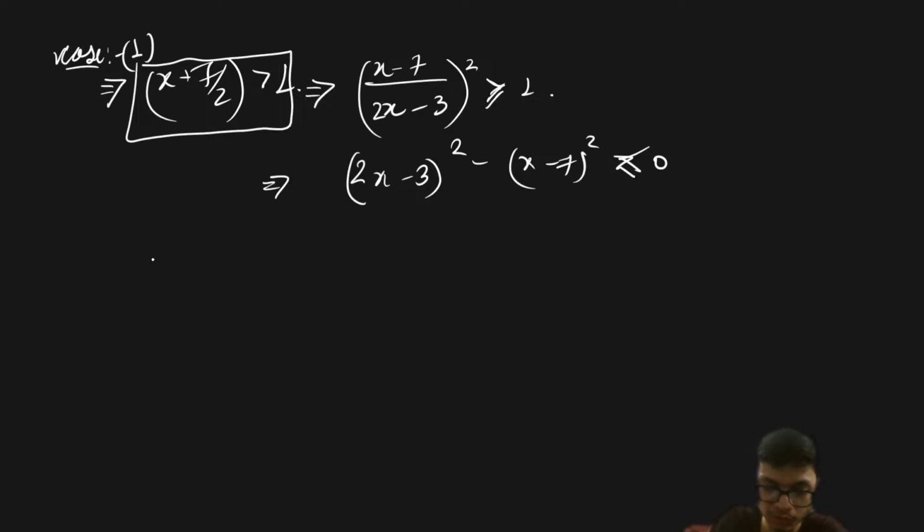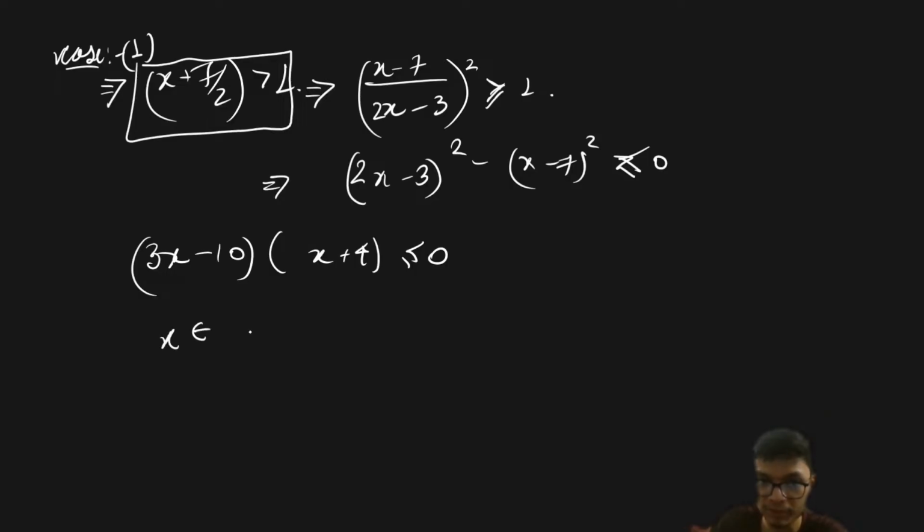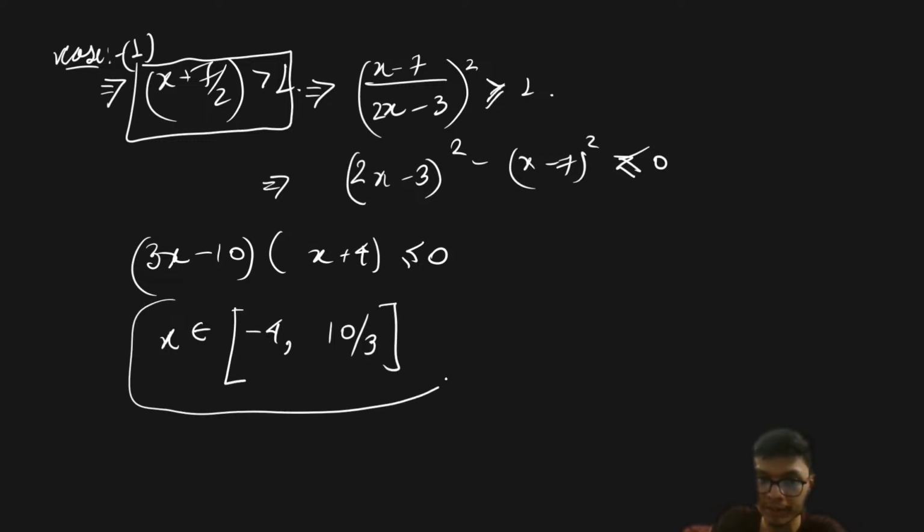Now once we simplify this further, I will have the factors as 3x minus 10 multiplied with x plus 4 is less than or equal to 0. So from here, I'll have x belonging to minus 4 to 10 upon 3. Now I have one more bound on x, so let us label it as equation 1.